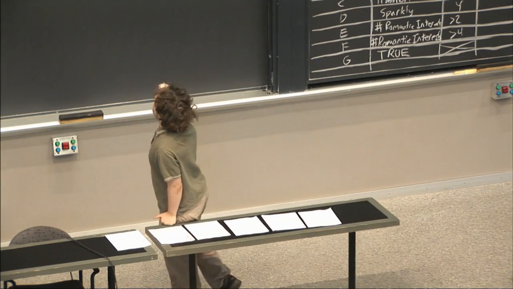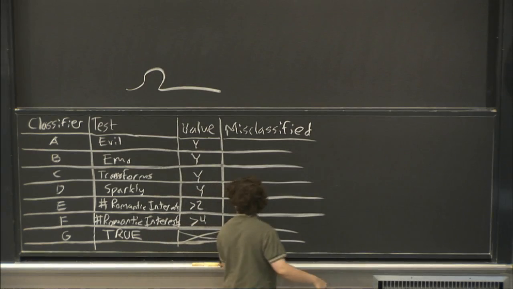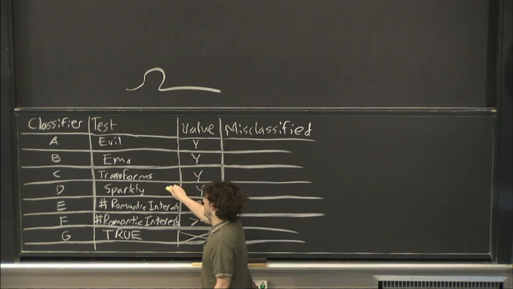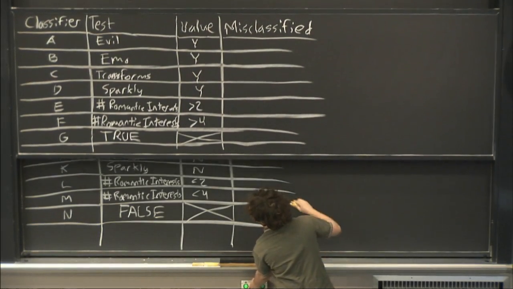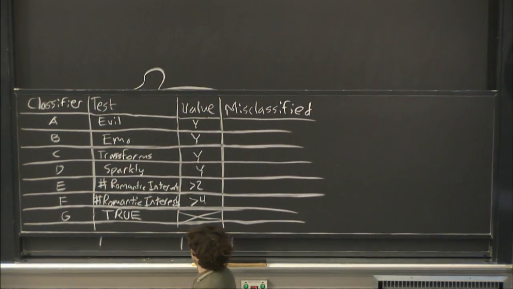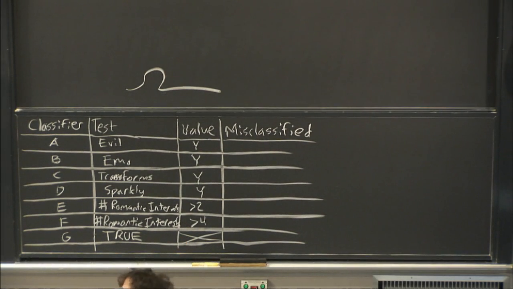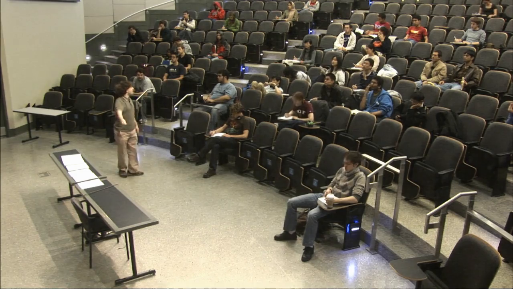So how will we go about tackling this problem with boosting? Well, there's a whole bunch of different classifiers, and if you think this is all of them, like evil, emo, transforms, sparkly, romantic interests, and true, it's actually only half of them. The other half are the opposite versions, but we'll ignore them for now. If you look at these, you can probably figure out what they mean. Evil equals yes means vampire is what we're saying here, except maybe true. You might be saying, why is there one that just says true? The one that just says true says that everybody's a vampire. You might think, oh, that sucks, but it's not that bad since 7 of the 10 samples are vampires.